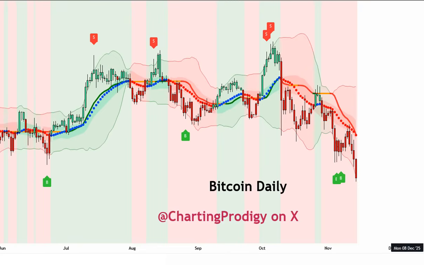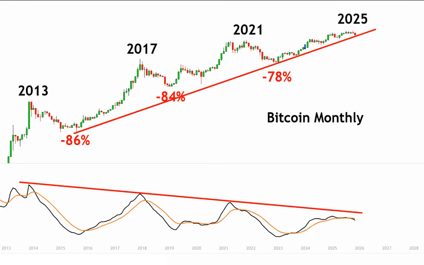Got bottoming signals on a lot of indicators, but again, it only gave us a bounce. We'll see if we get another bottoming signal or signals in the near future. This is not a bullish chart, folks. This is a bearish chart in the monthly time frame. When this trend line breaks right here in the monthly time frame, Bitcoin's going to get a much bigger drop.